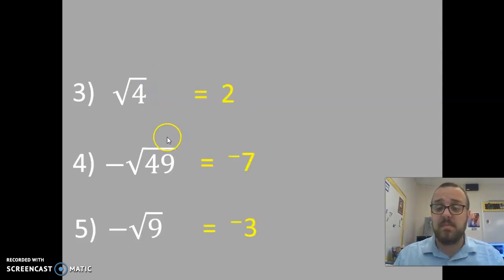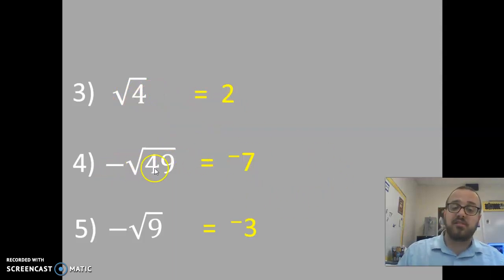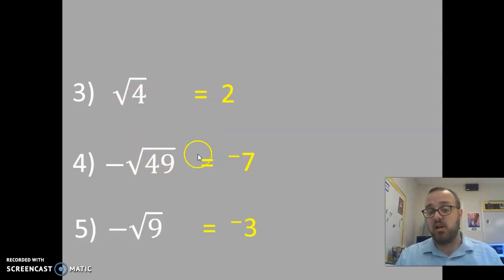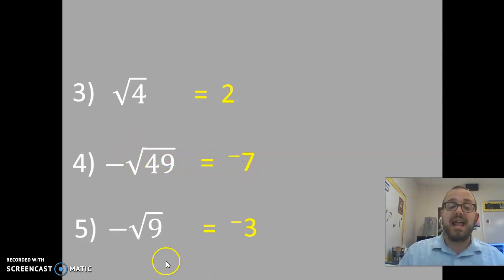All right, so you should be back with me here. We have the square root of 4 is 2, as I said earlier. The opposite of the square root of 49 is asking for that secondary root, so it's going to be negative 7. And then negative square root of 9 is going to be negative 3. Again, these are all perfect squares, so they have nice integer answers as their square roots.